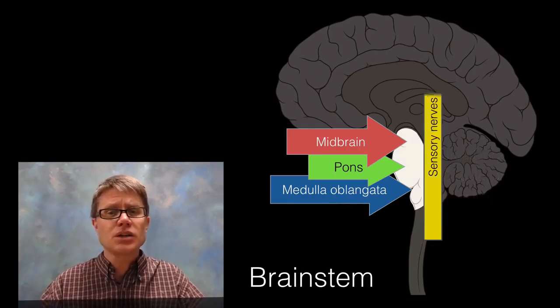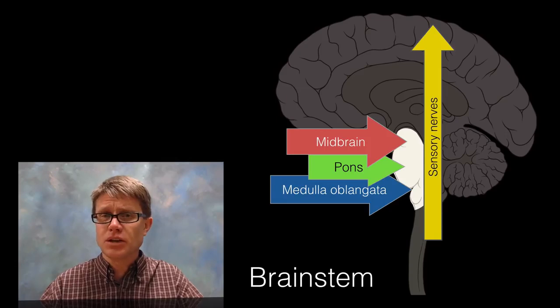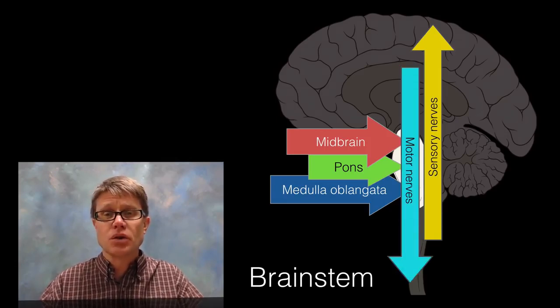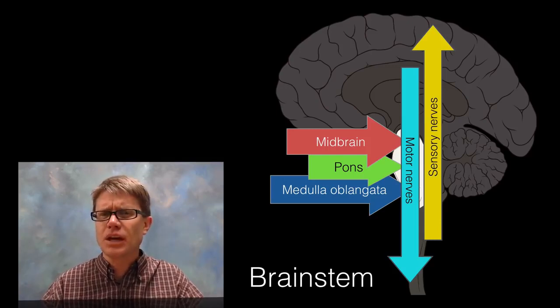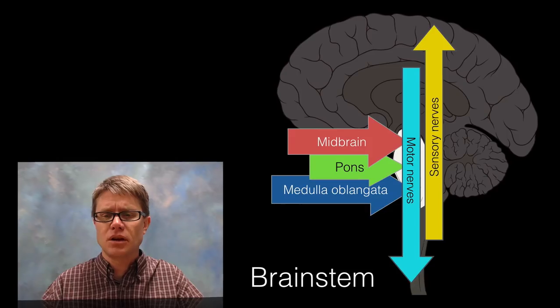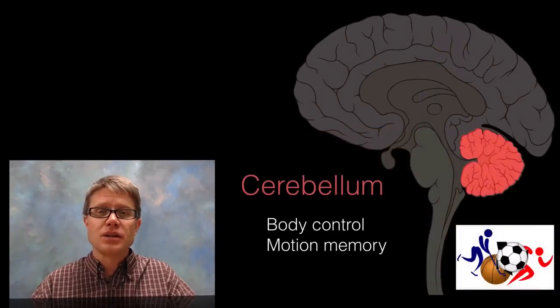What else does it do? Then we have information coming in. So we have sensory information, just like that worm did, coming up to the brain. And then we have motor nerves going out. And so the brainstem is important in routing that information and filtering that information, sending it where it needs to go. What's behind that? We have the cerebellum.